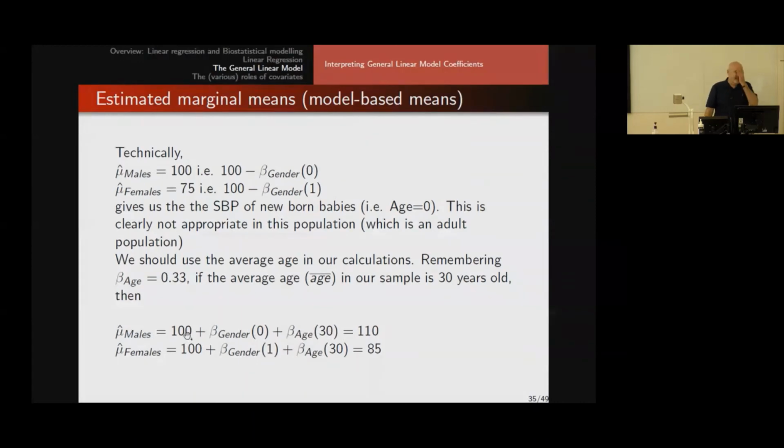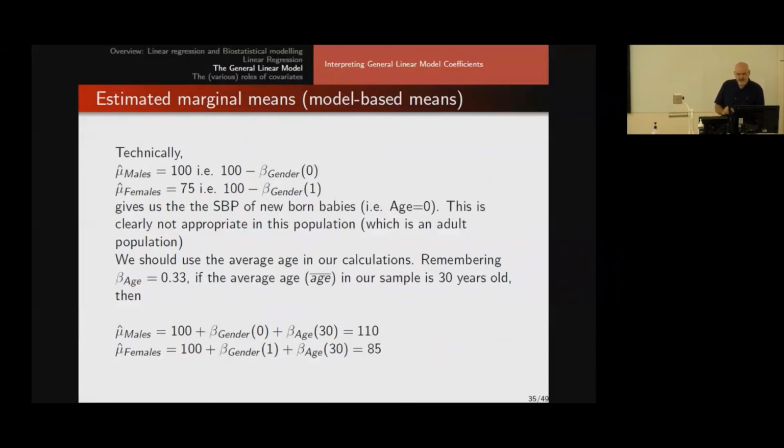Yes. Oh, God, I've done that backwards. 100 plus 10, which is a third of 30, plus 0, because 0 times -25, that gives us 110. Doing the same for females, I'll get a value of 85. So does everyone see where I've gotten those values from?